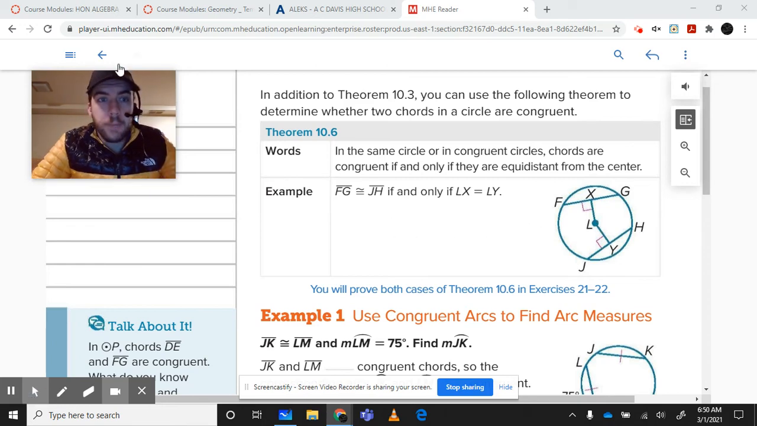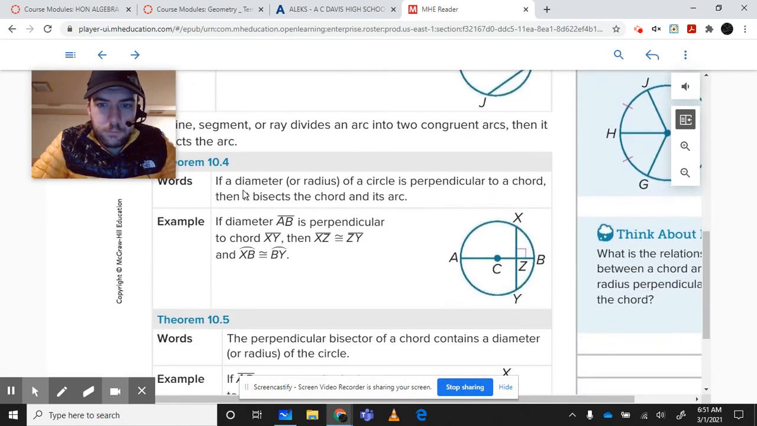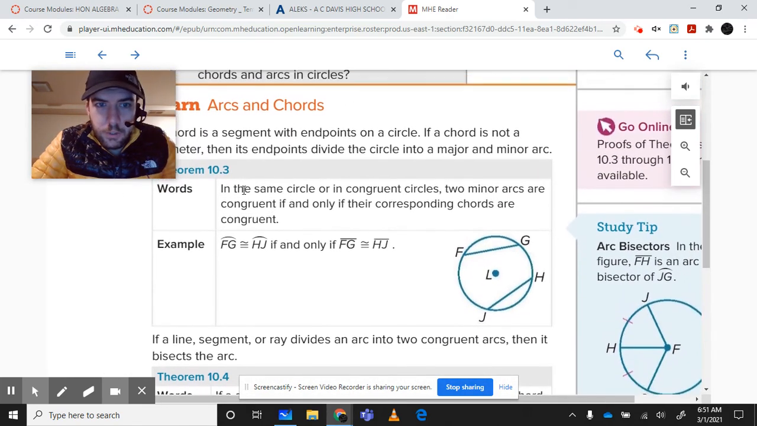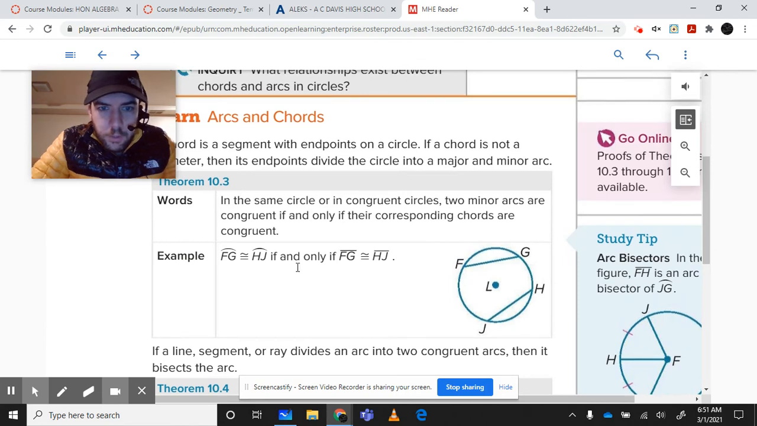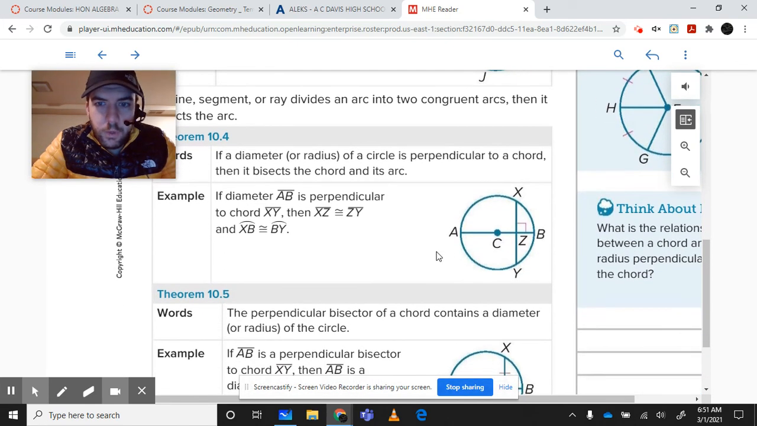So those are the main ideas that we're going to be working with this lesson. Just a quick run through all of them. So first one was that if you create a chord, it's not in the center, you get a minor arc and you get a major arc. Second one was that if you have a chord that is cut in half by a perpendicular line, then you're going to cut the chord in half and you're going to cut the arc in half.